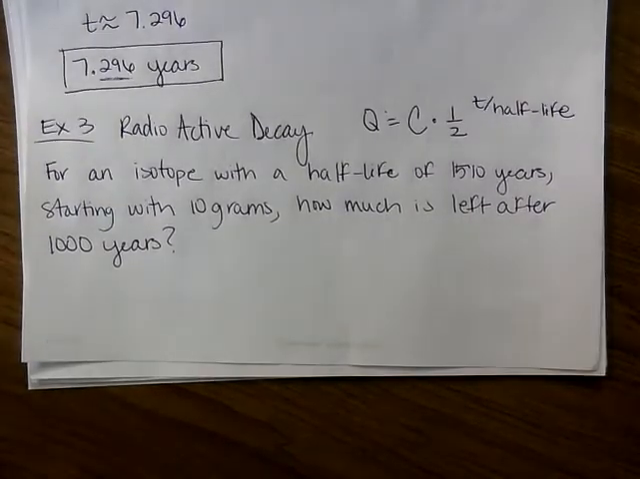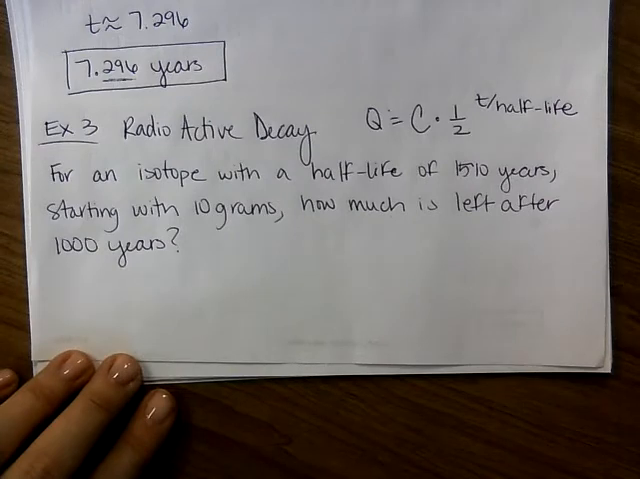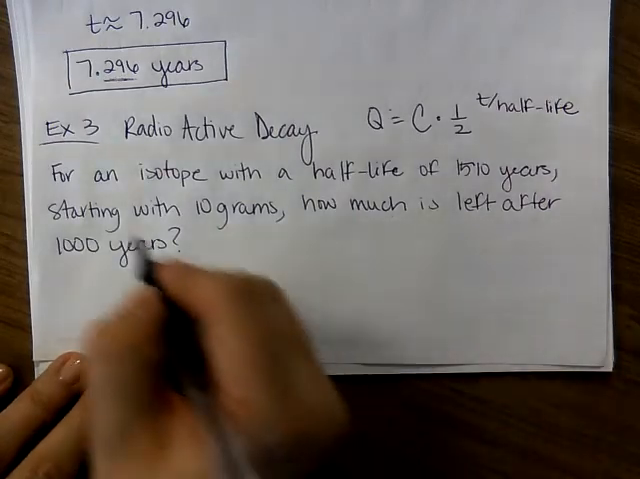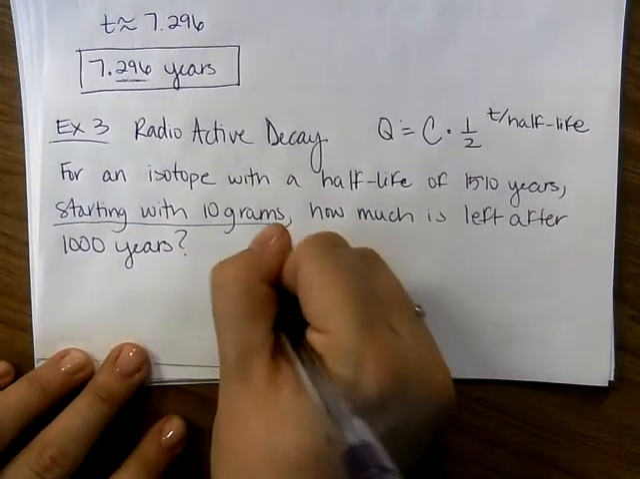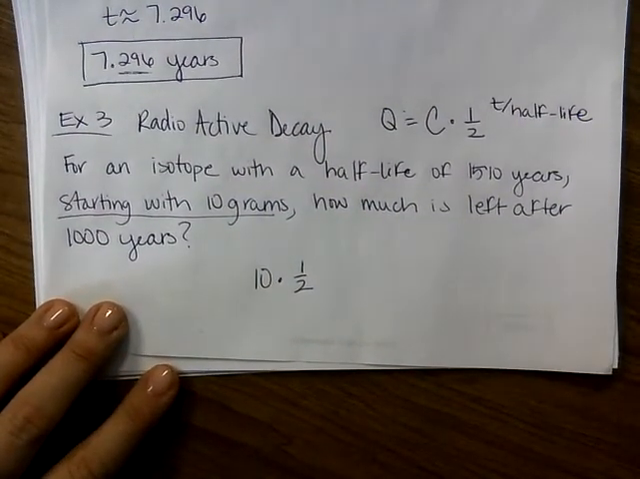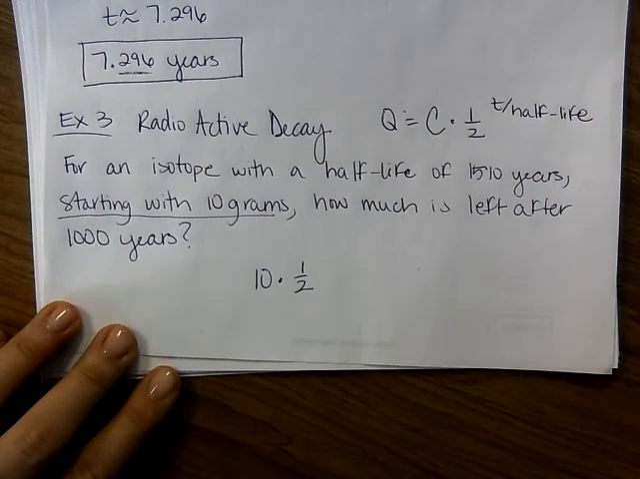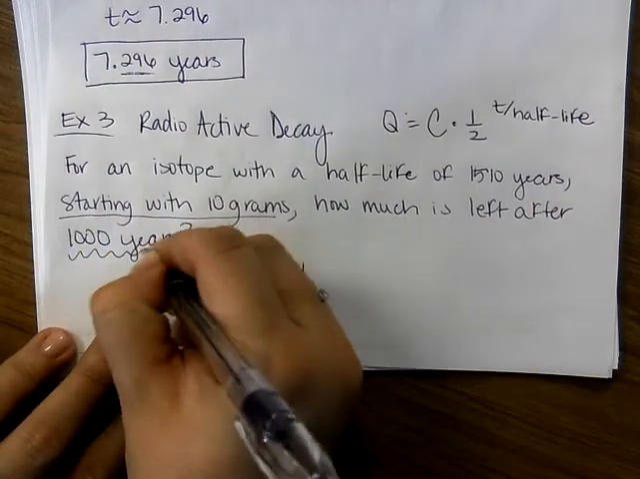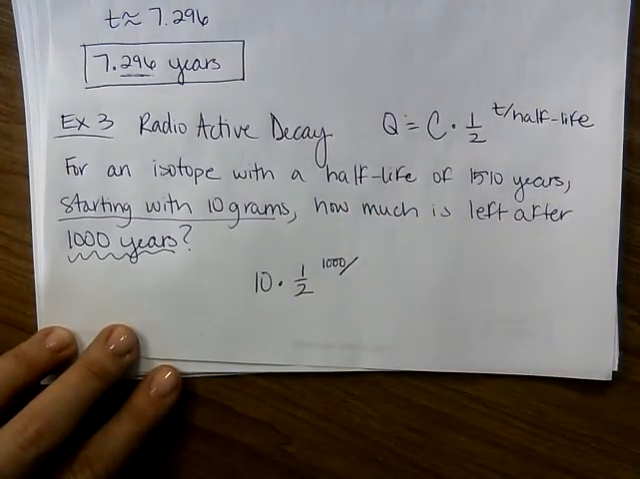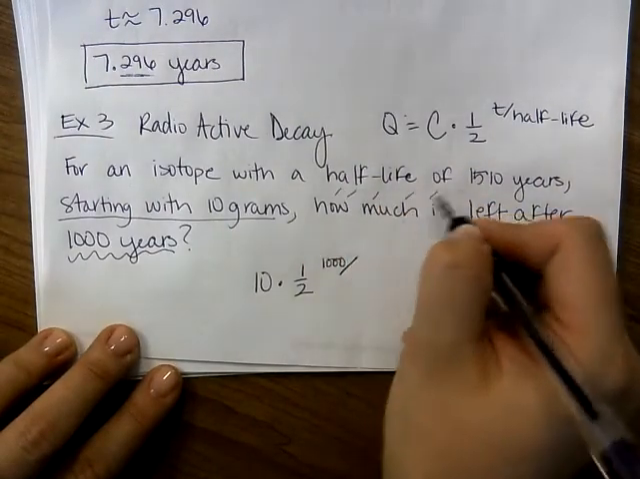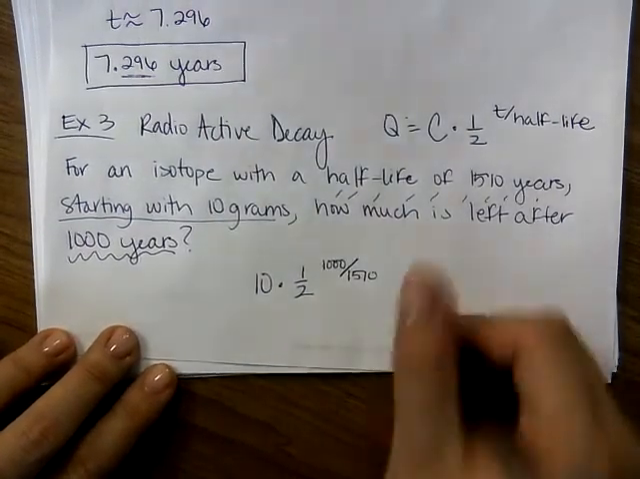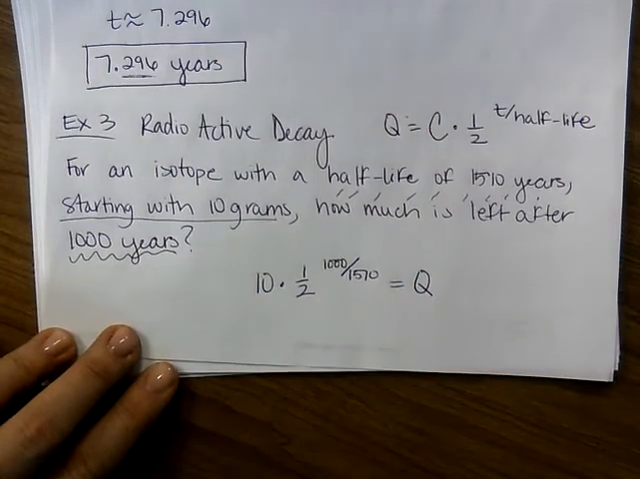So, what do we have? Do we have C? That wasn't rhetorical. Do we have C? Yeah, what is it? 10. So I start with 10. So 10 times 1/2. Do I know how many years have passed? How much time has passed? Yep, they want to know after 1,000 years. So that's my 1,000. And then was I given the half-life? Yes. So it says the half-life is 1,510. Right, and I'm looking for how much material is left over. So I am looking for that value of Q.